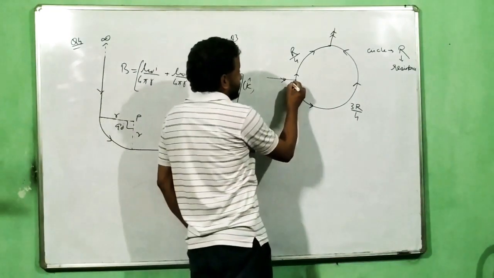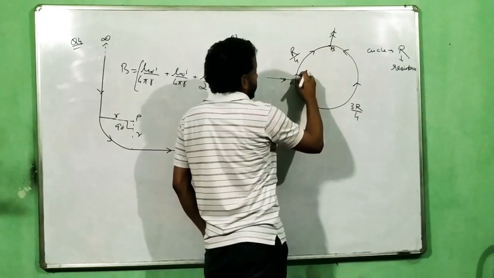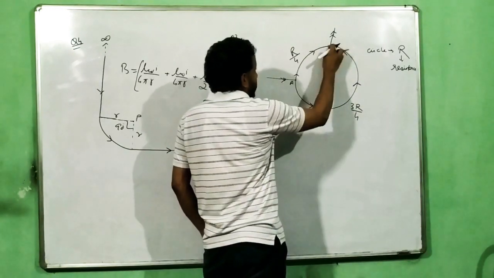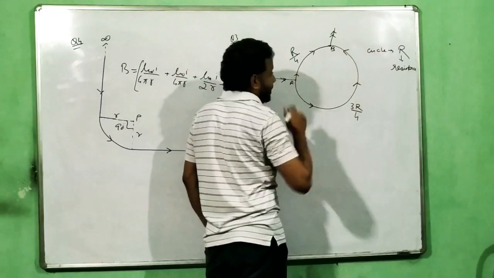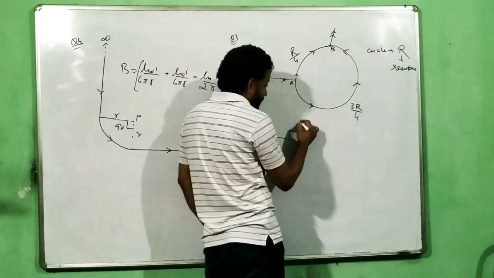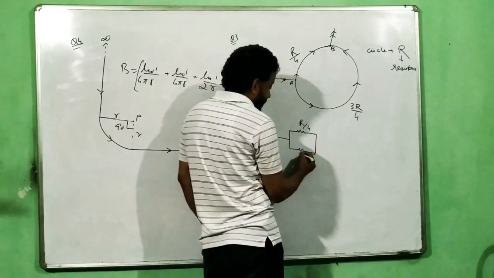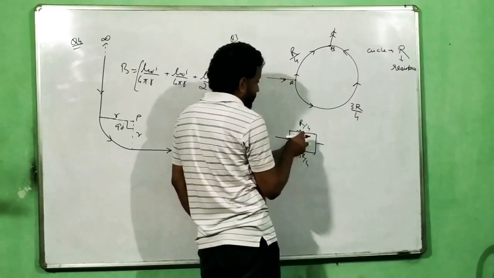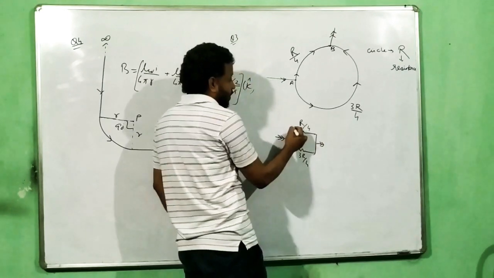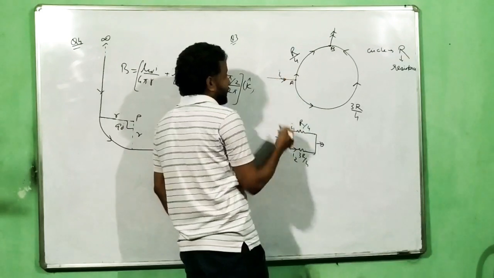Also, if this point is point A and this point is point B, then this current is flowing from A to B, and this current is also flowing from A to B. So this part and this part are in parallel. I have got a simplified circuit like this, where this is R by 4 and this is 3R by 4, and the current goes in, divides into two parts, and then comes out. So now the question is, what is I1 and what is I2 if this current is I?